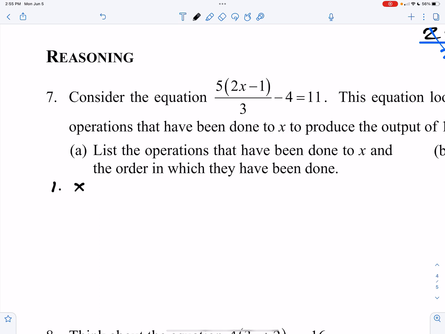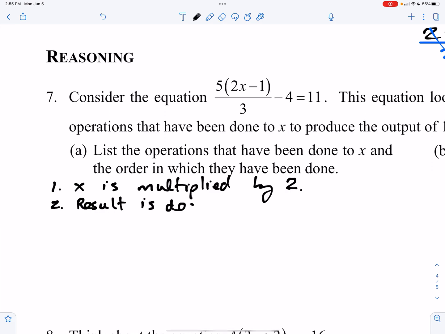So x is multiplied by 2. Number 2, the result of 2 times x is decreased or subtracted by 1. There's the minus 1. Okay, now this result was multiplied by 5.